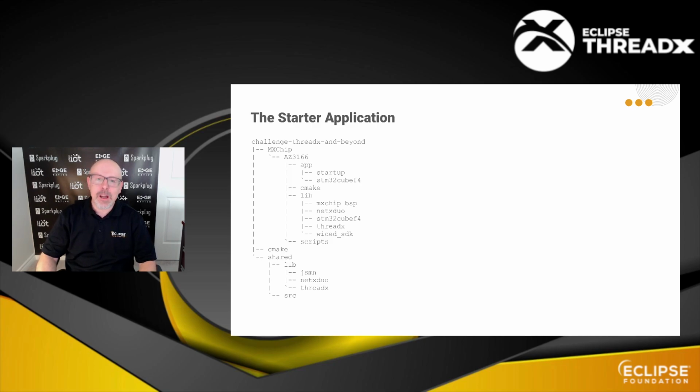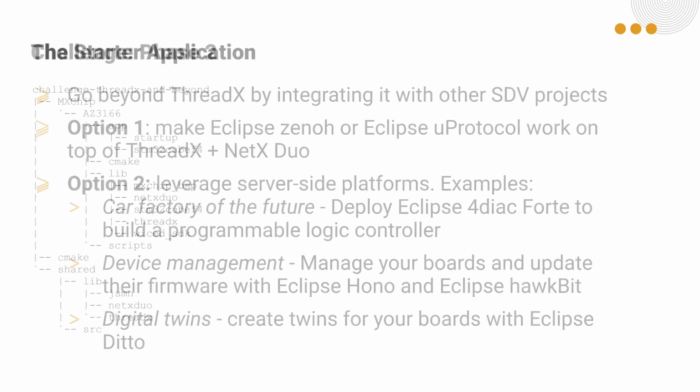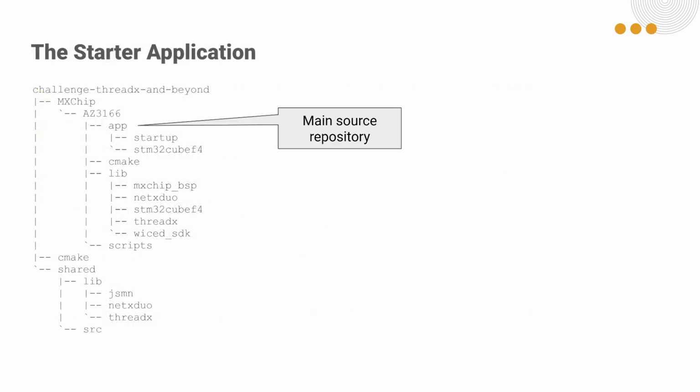The starter application in terms of code is really simple, in the sense that there are tons of files in the repo, but most of them you won't touch. If we look at this a bit more closely, you will see that the MXChip AZ3166 app folder is literally the main folder for the application. Most of the code you will work on will be there or in subfolders. Then there's a lib folder where you have configuration files or straight code for some of the libraries giving you access to the board sensors and peripherals.